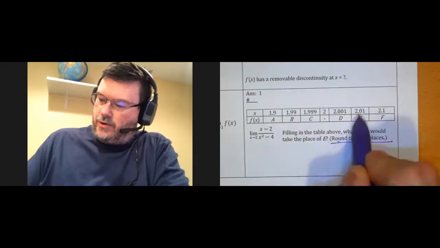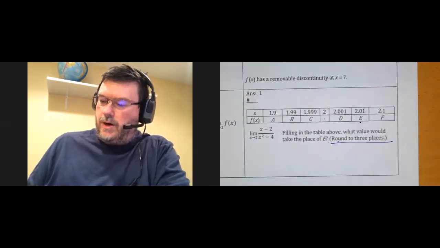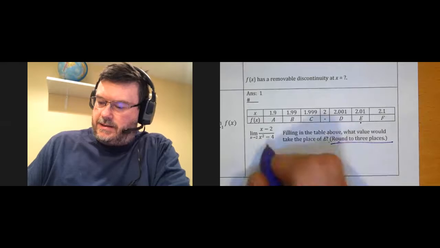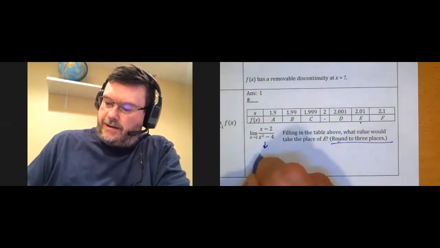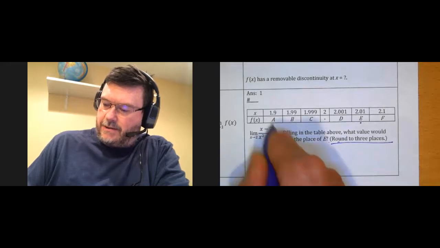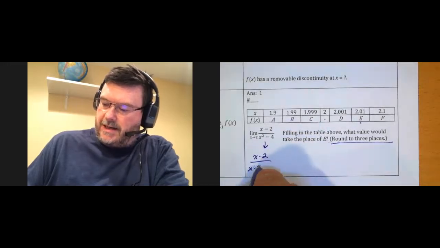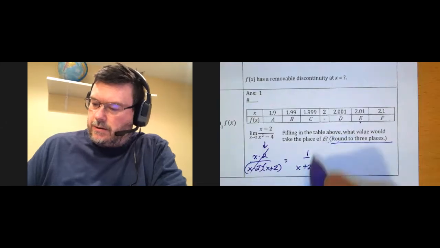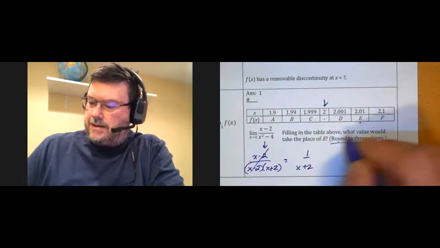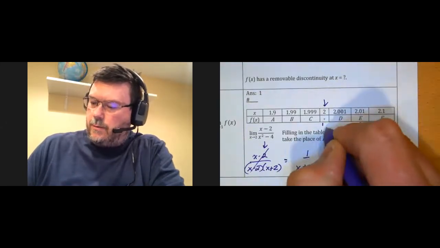So if I plug in 2.01 into this function, I know that the limit, x minus 2 over, and I'm going to factor this because if I plug in 2, I get x minus 2 and x plus 2. I know the x minus 2's are going to cancel, and I'm going to be left with 1 over x plus 2. So if I looked at this, the limit of this is going to be 1/4.